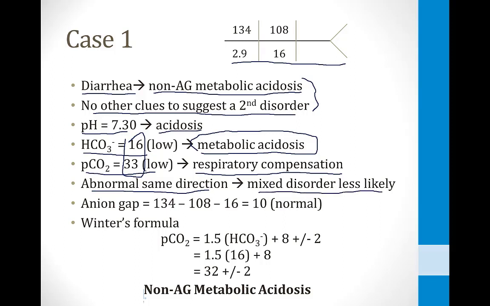We check the anion gap because anytime you have a metabolic acidosis, you have to check the anion gap. And it's 134 minus 108 minus 16, which is 10, and that's normal. Normal is less than 12.